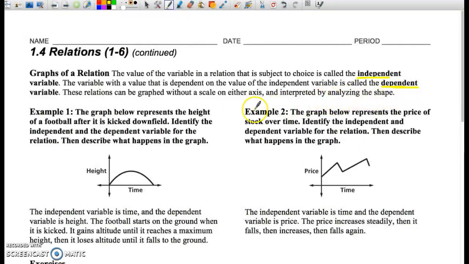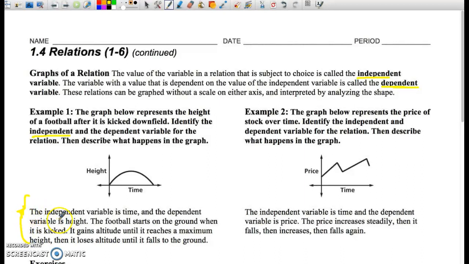So here's one example. The graph below represents the height of a football after it has been kicked downfield. Identify the independent and the dependent variable for this particular relation, and then describe what happens in the graph. The paragraph below does a pretty good job of doing that, so we're just going to have a look at this one together. The independent variable in this relation is time. It is independent of everything else. It's just going to continue no matter what happens.